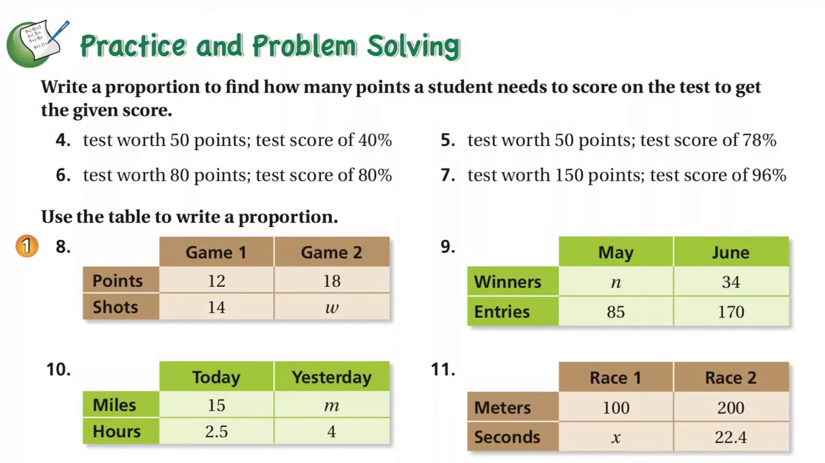When you're going to solve these problems, 4 through 7, you need to remember that to write a proportion, you're going to need like 2 fractions, and you also need to remember that percent means per 100. So for instance, in number 4, when it says 40%, you could write that as a fraction, 40 per 100, and that'll be one side of your proportion.